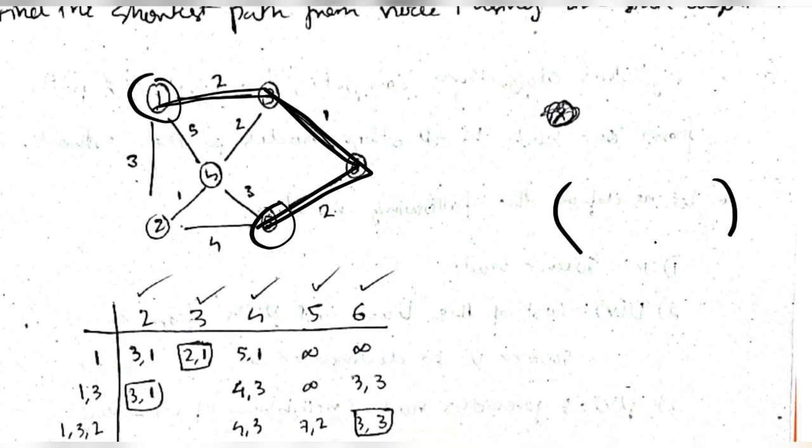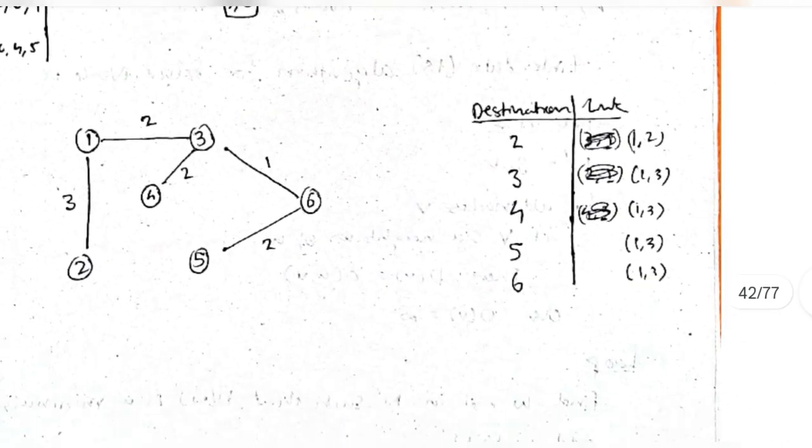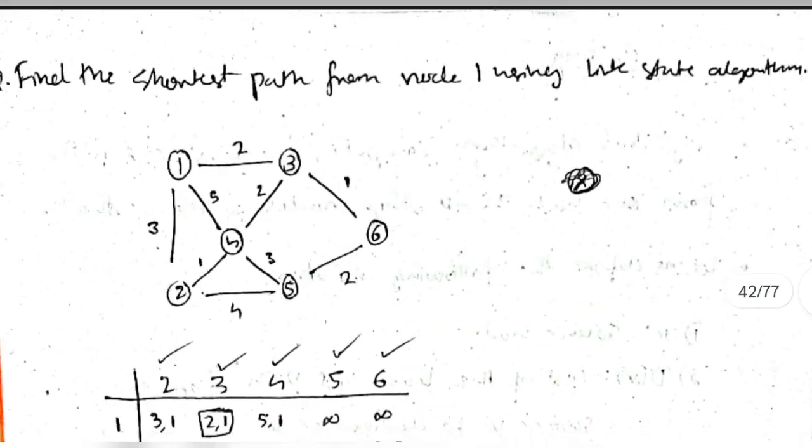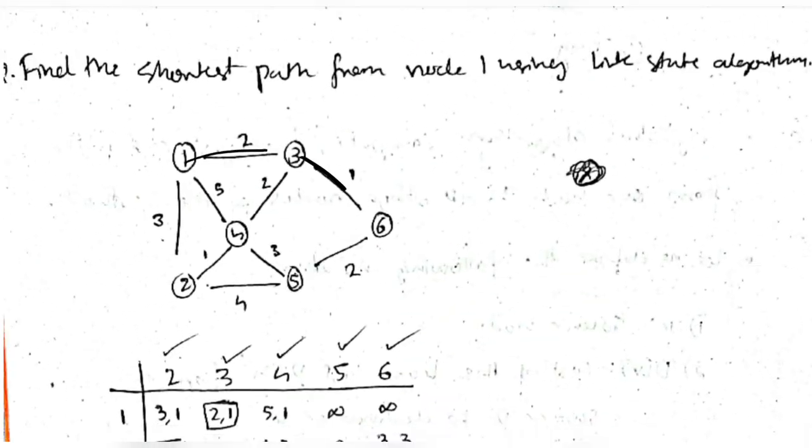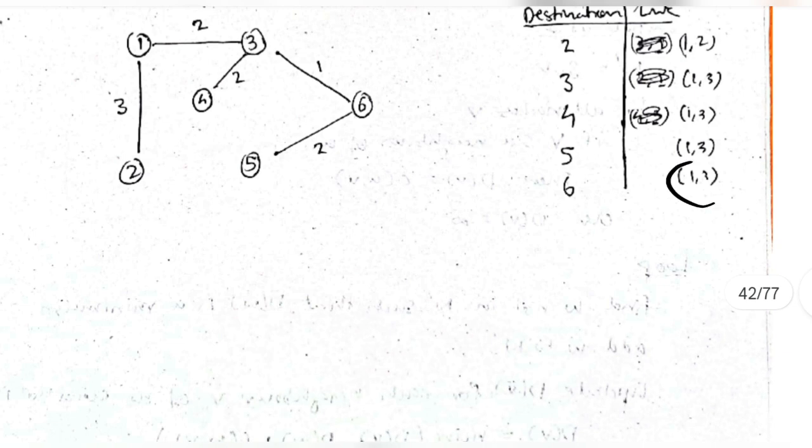So what are the two numbers which I will write? I'll write 1 first, because I'm starting from 1, and then the node connected to 1 through which I'm getting to 5, that is 3. So for 5 I'll be writing 1 comma 3. For 6, how am I reaching? The shortest path is through 3, right? So there also I'll write 1 comma 3.